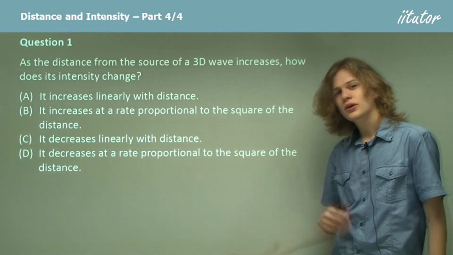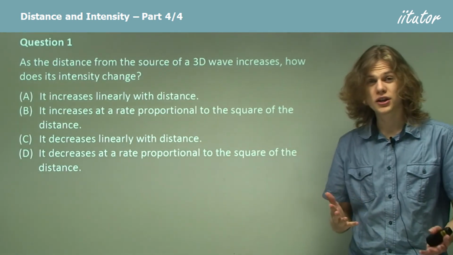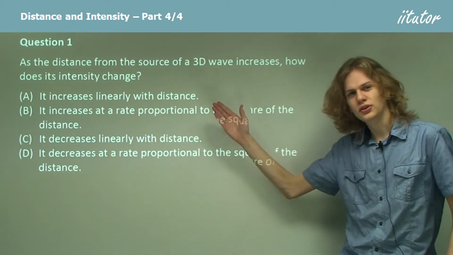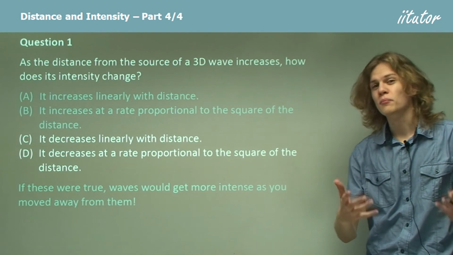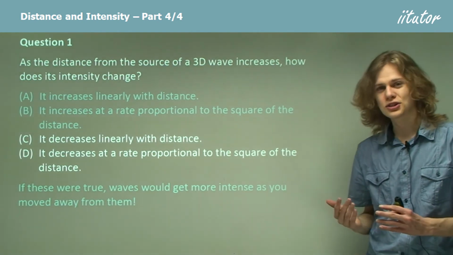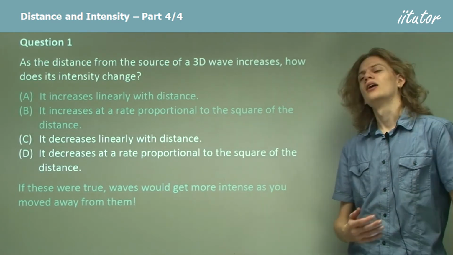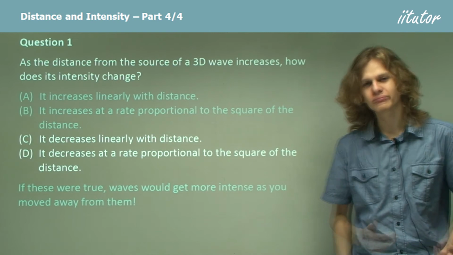So, we can see right away that neither of these first two options are correct. How can we see that? Well, if intensity were to increase with distance, then that means the further away we go from the source, the brighter it appears. And we know for a fact that that can't be true. Otherwise we'd end up getting more energy out of the wave than what we started with.